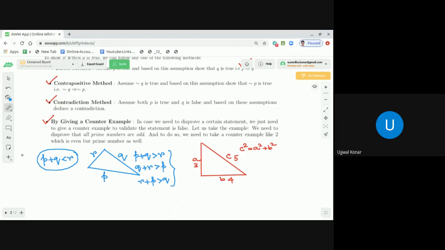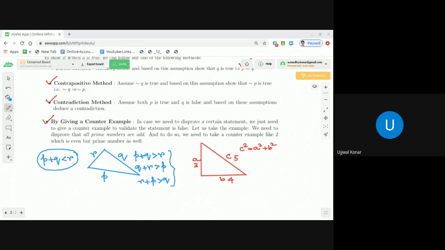So that is why, when you need to disprove something, one counter example is sufficient. But when you need to prove something, a counter example is not sufficient. You need to prove it in a very generic manner. Okay, dear students, so that is all about what I wanted to discuss about the validity of a statement.